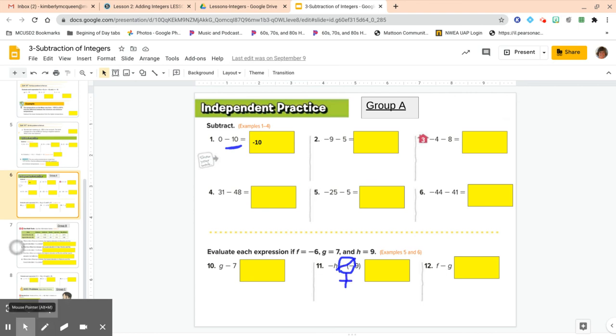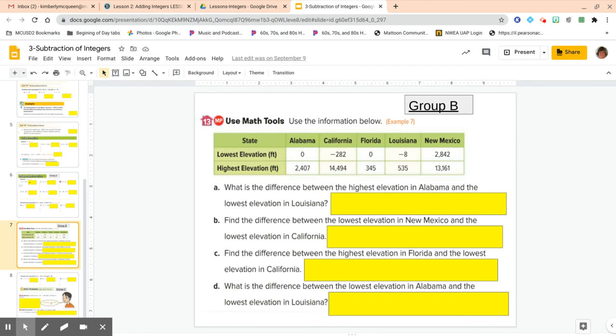These two signs will become one plus sign. When we get to slide 7, we want to know the difference. So the difference in anything is going to be subtraction. That is a key word, difference. So these are all subtraction, if you can see that. Now, this is also reading a chart. So when you are doing this, it says, what is the difference between the highest elevation in Alabama and the lowest elevation in Louisiana? So Alabama, highest elevation, we start off 2407.